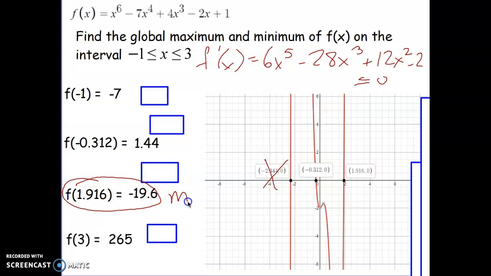All right, so this is my minimum. And remember, I would say my minimum value is -19.6, and that minimum value occurs at the critical number of 1.916. And then I look for my largest value. Well, I can see that the highest one is here, so that's my maximum. And again, I would say that my maximum value is 265, and it occurs at the endpoint where x equals 3. So remember, the minimum and maximum value is the y value. The location of that minimum and maximum is the x value.